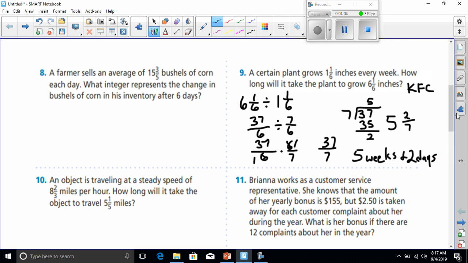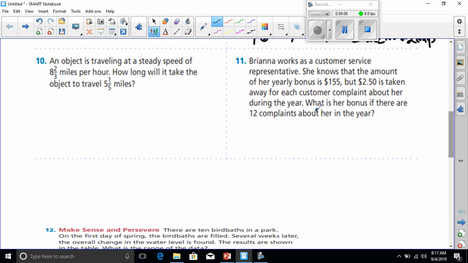All right, let's go ahead and move on to number 11. Brianna works as a customer service representative. She knows that the amount of her yearly bonus is $155, but $2.50 is taken away for each customer complaint about her during the year. What is her bonus if there are 12 complaints about her in the year? Well, we have to take 12 and multiply it to $2.50.